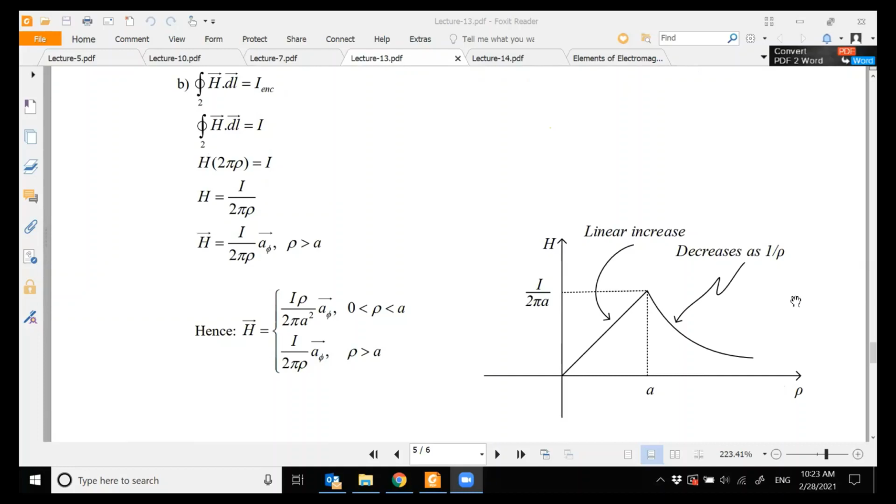Got it? And if you recall, this is very similar to our sphere, the volumetric sphere carrying a uniform charge density rho v. For this sphere, we saw that inside the sphere the electric field will exist and go linearly, and then once you go outside, it goes down. This is very similar to this example, which, if I'm not mistaken, we did in lecture 4.